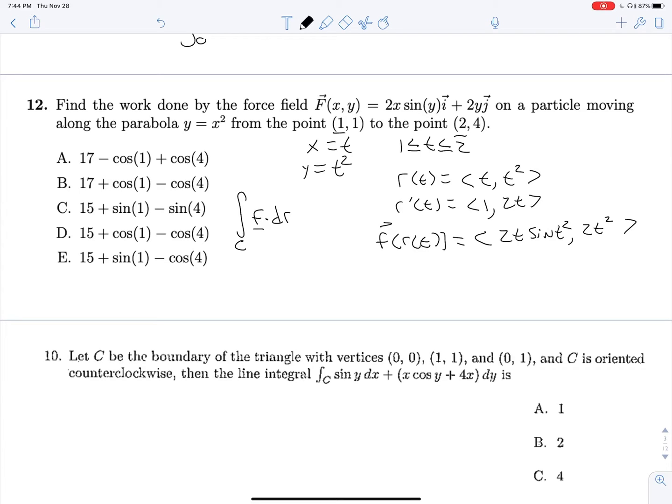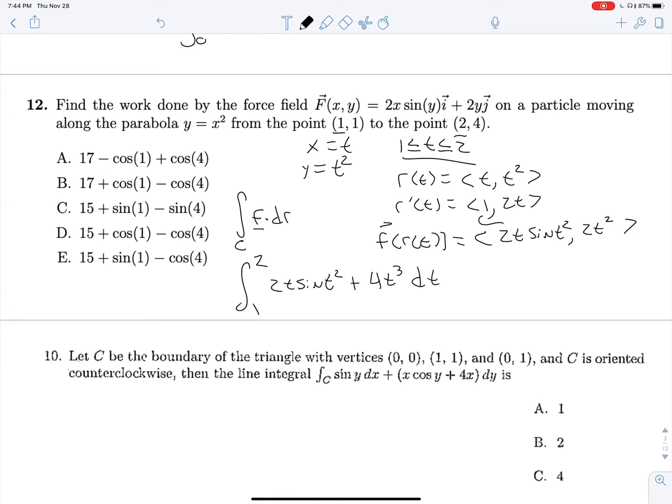So taking this dot product, we are going to end up with an integral, and not 0 to 1, from 1 to 2, like we wrote up here, of this dot product. So 1 times 2t sine t squared, which is just going to be 2t sine t squared, plus 4t cubed dt.